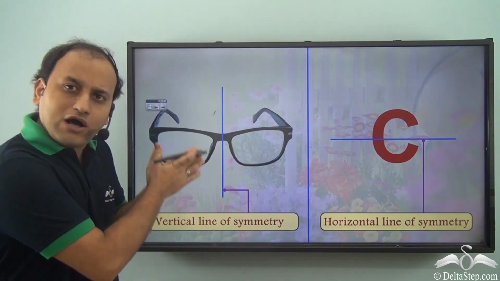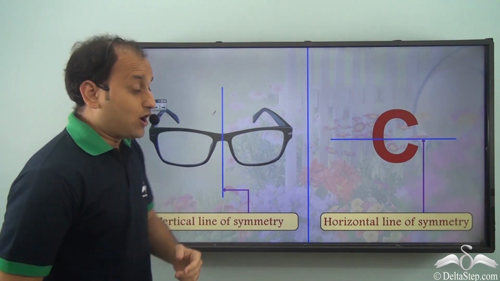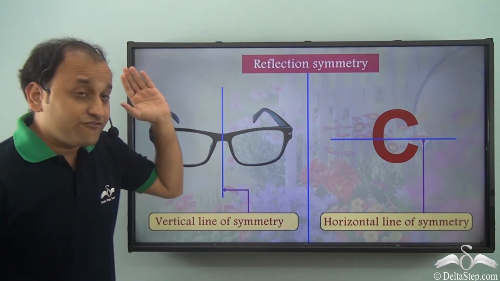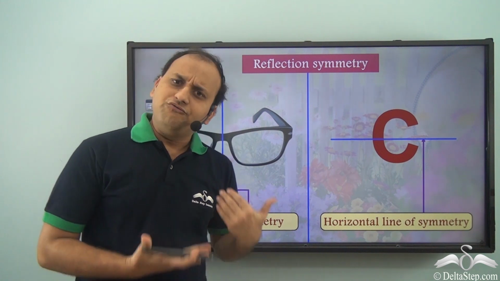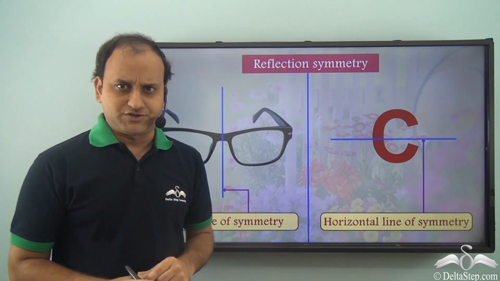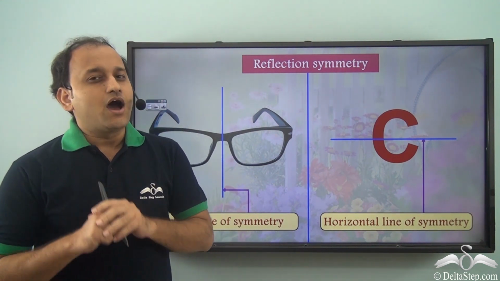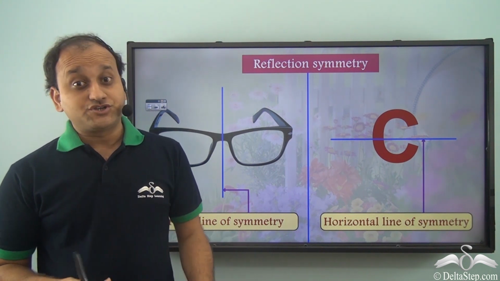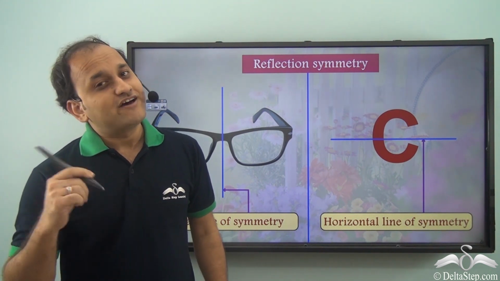So what do we call such a symmetry? We call it reflection symmetry. Now we know about this particular symmetry. Now let's see a very good example in which you will see another form of symmetry.